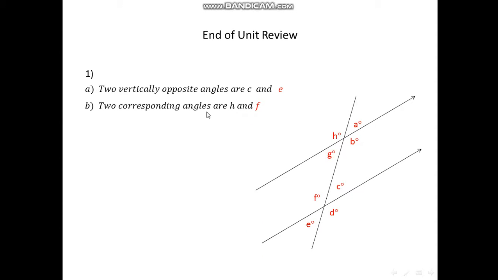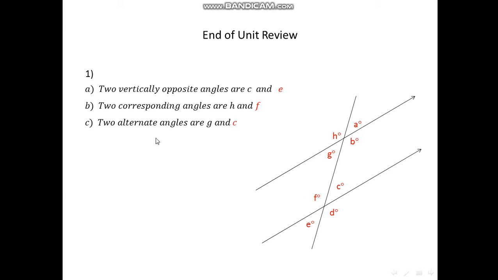2 corresponding angles are H and F. Where is H? This is H. So this angle H is corresponding with which angle? Of course, this one, F. Because they are in the same position and they are in the same side, the left side from the intersection. This is intersection 1, this is intersection 2. So they are in the same side of the intersection, so they are corresponding. When they are in different sides of the intersection, they are alternate.